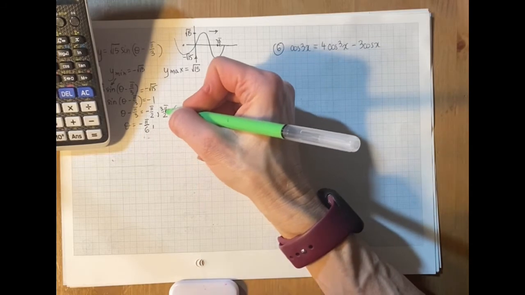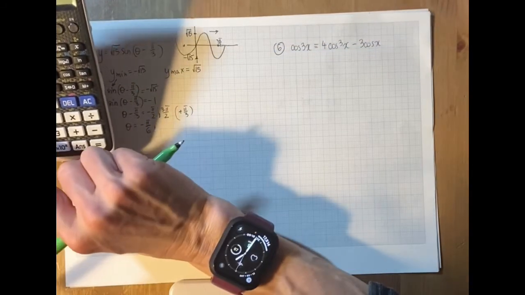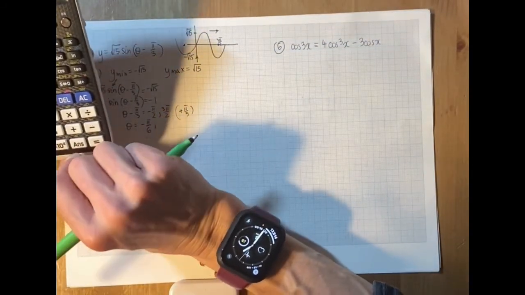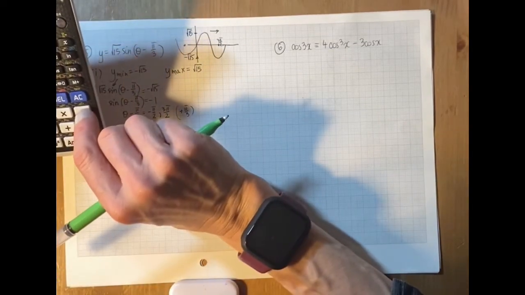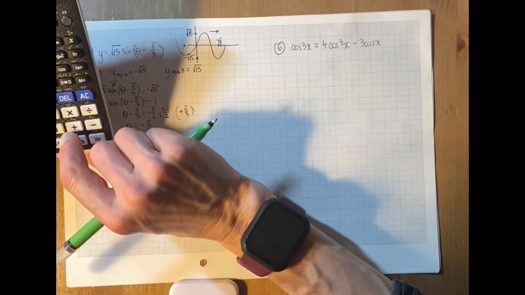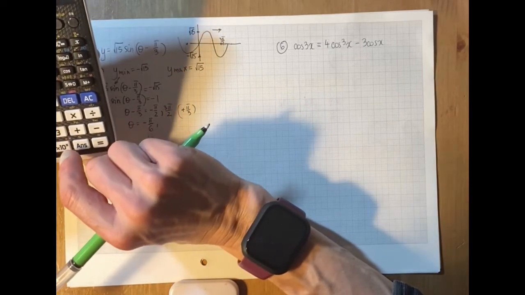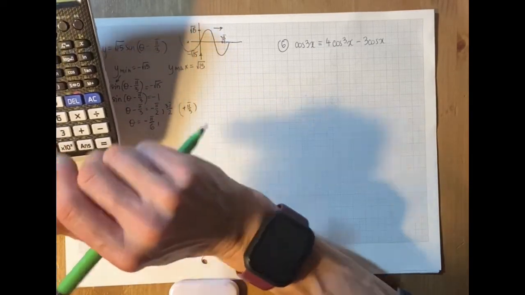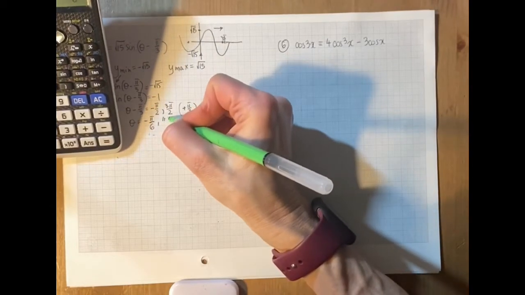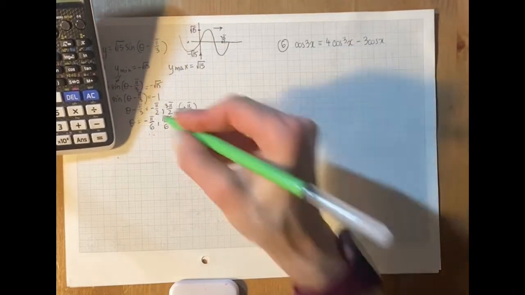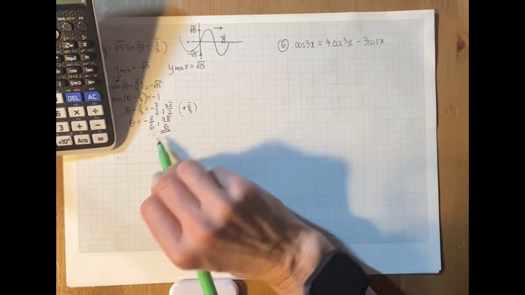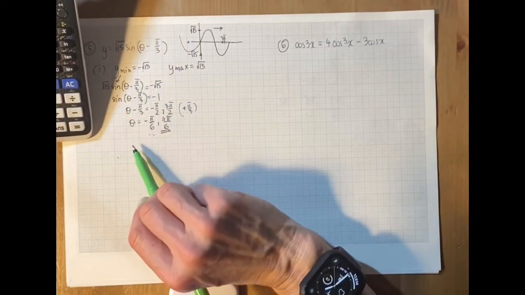So this is 3 over 2 pi. So if I just put quickly 1.5 pi. And then if I add pi over 3, I'm going to get 11 pi over 6. So this is going to be the first positive value for which the minimum occurs.